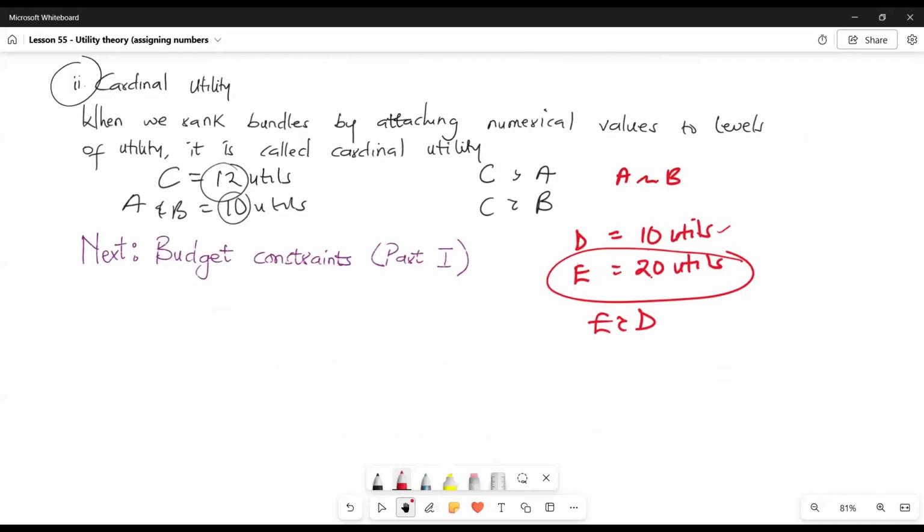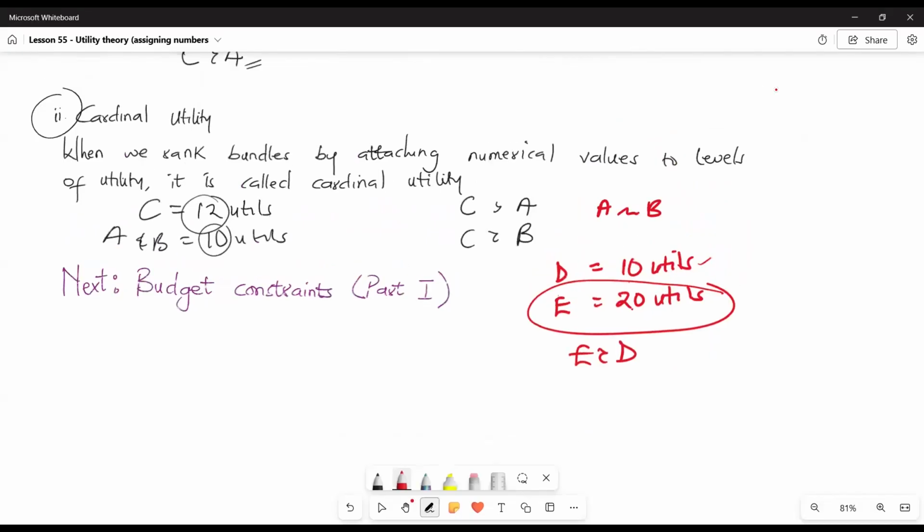So this is all that I have on our lesson on utility theory. Our next lesson will be on budget constraint.